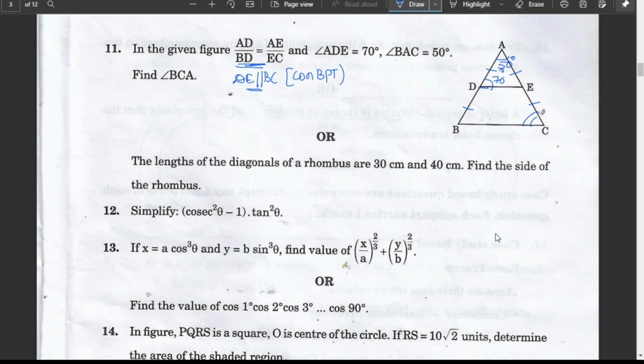This is very simple. This angle D is 70, this also will be 70. Why? We showed here it is parallel. If it is parallel, these two form corresponding angles. Then in the big triangle, by angle sum property, 50 plus 70 plus angle C equals 180 degrees. Angle C equals 180 minus 120, angle C equals 60 degrees.